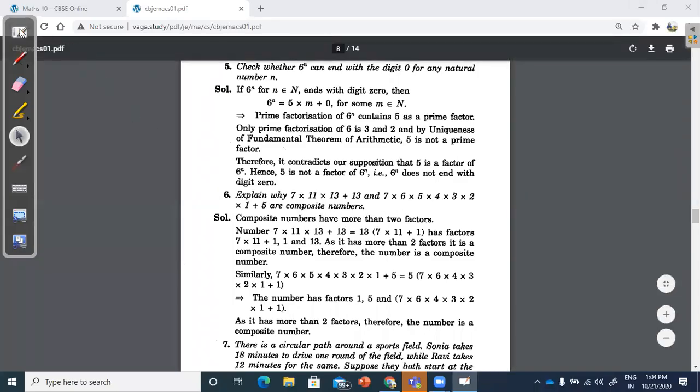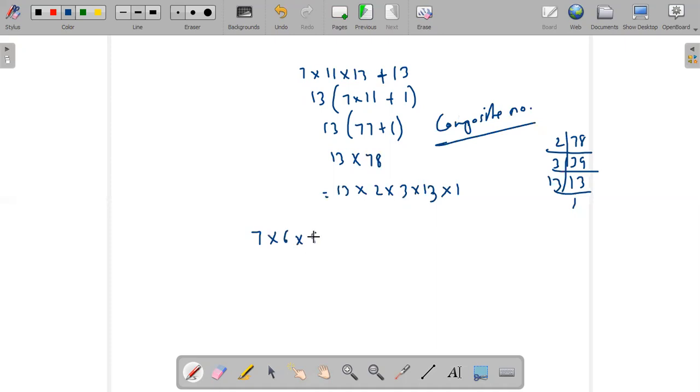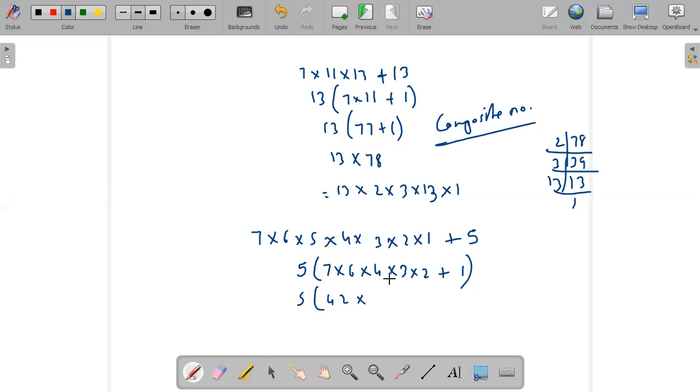I can help you to solve the second part also. 7 into 6 into 5 into 4 into 3 into 2 into 1 plus, what was that? Plus 5. We need to prove that this is a composite number. So take 5 common. So 7, 6, 4, 3, 2. Okay, plus 5 goes how many times in 5? 1. So this is going to be plus 1. So I'm going to multiply this, 42 into, oh, these are 12, 12 is 24 plus 1. Okay, I'm multiplying this. I have not taken 5 because 5 is taken out.